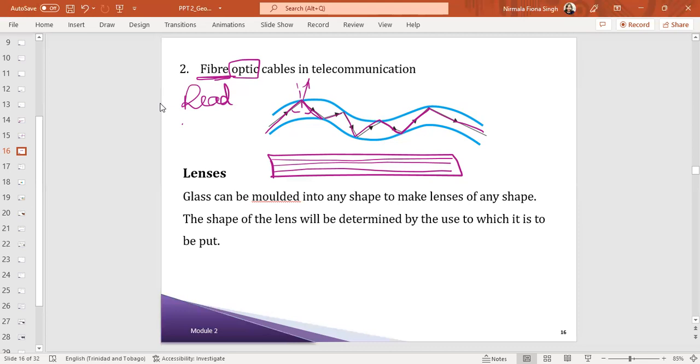Now, why do we use this in communication? The size of a light ray is very, very small. The wavelength of light is about 600 nanometers, or 6 by 10 to the minus 7 meters. Look how small that is. So even if this cable is a millimeter across, think about how many light rays we can fit in that 1 millimeter across cable.